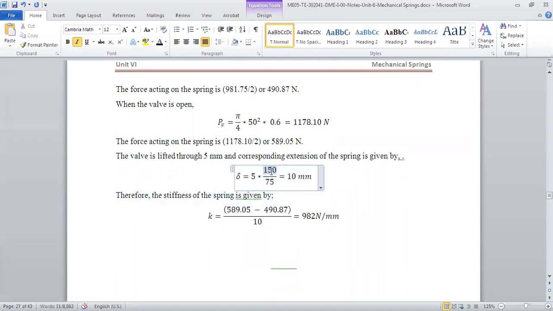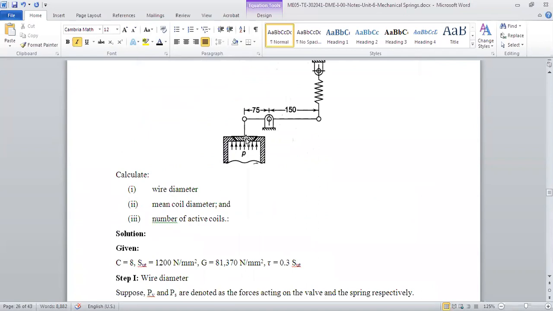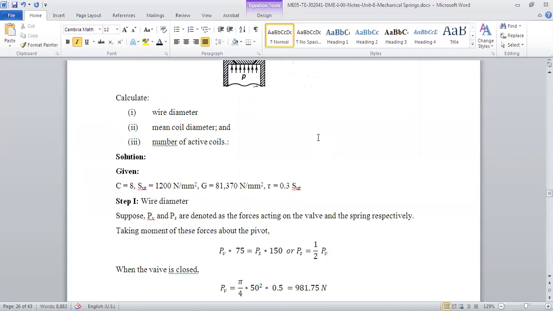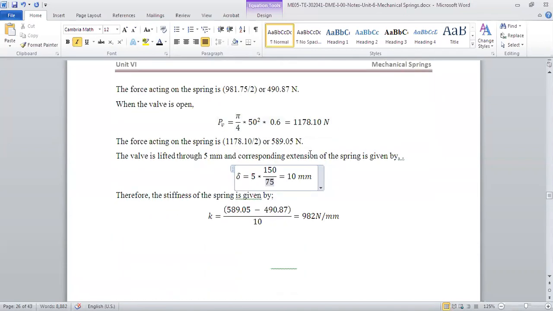Lever on the left side, lever on the right side, upon the lever distance on the left side. So 5 into that, so 10 mm. So when the wall goes up by 5 mm, the spring will come down by 10 mm. So the deflection of the spring from minimum force, minimum force is when the wall is closed, maximum force when the wall is open. So for those two differential forces, the deflection of the spring is 10 mm.